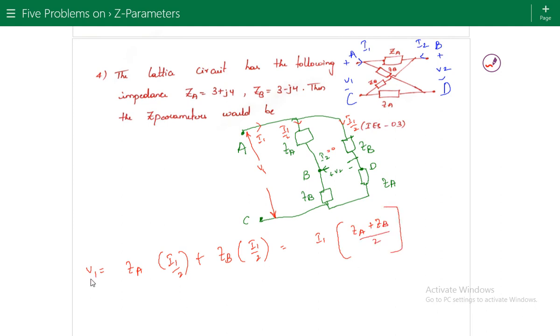So what is this? V1 as a function of I1. V1 by I1, what will we get? We will get Z11. What is Z11? Input impedance when the secondary port is open circuited. We have done the same thing, right?